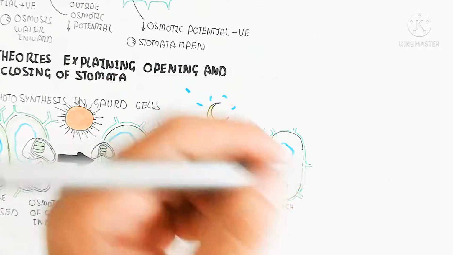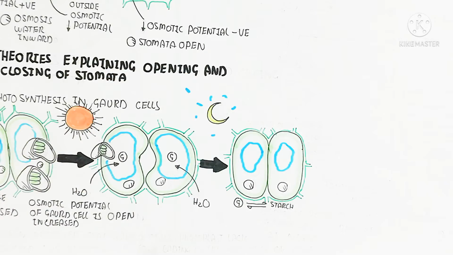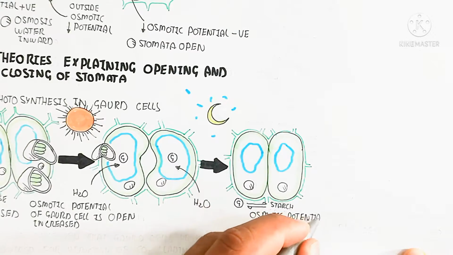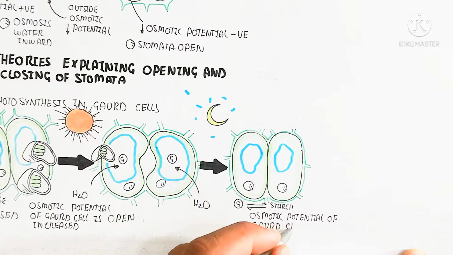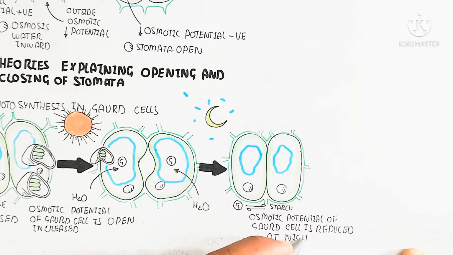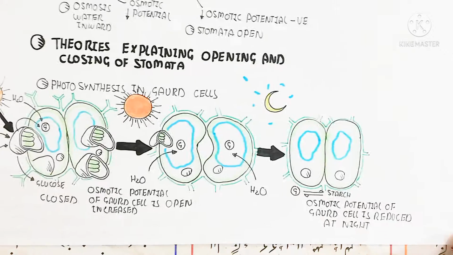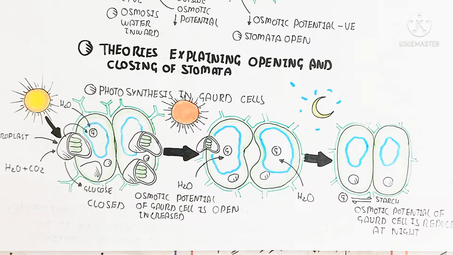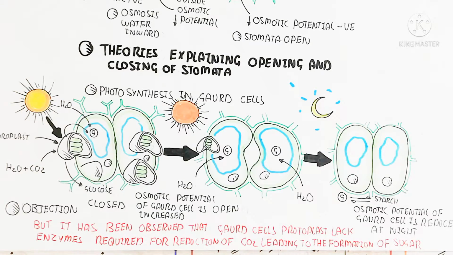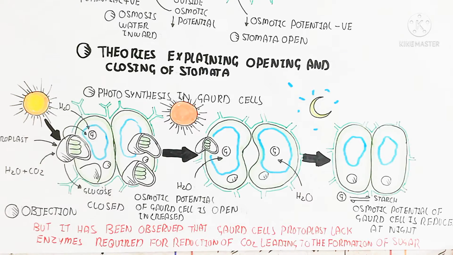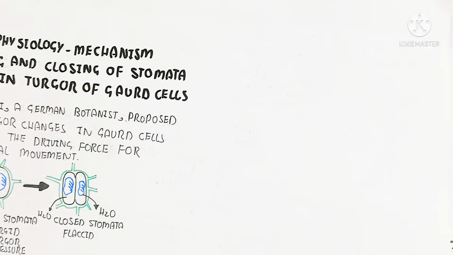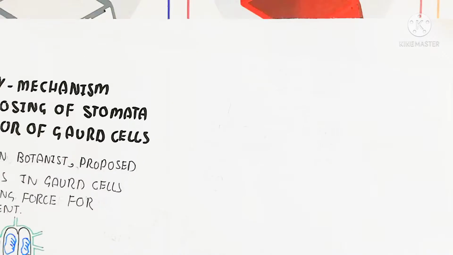On the other hand, when glucose is converted into starch during the night time, the osmotic potential of the guard cell is reduced at night. So the osmotic potential inside will be decreased. So the water can easily move out because the inside water content will be more, because of the starch synthesis. But the objection here is that it has been observed that guard cell protoplasts lack the enzymes required for the reduction of carbon dioxide leading to the formation of sugar. So this can be an objection.